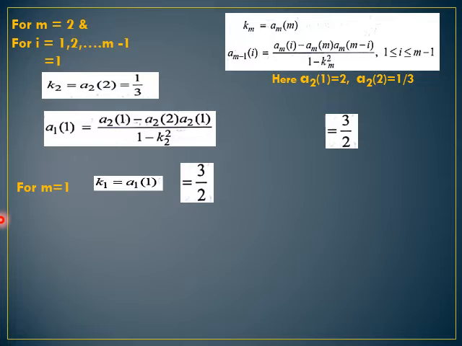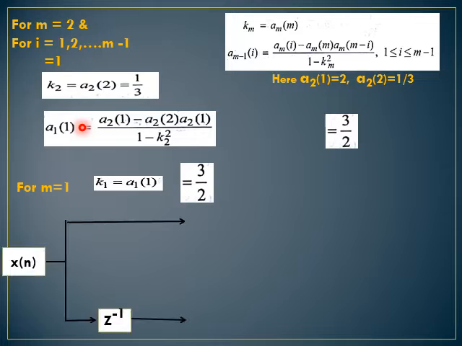Now we need to calculate for M is equal to 1. Right. So here K1 is equal to A1 of 1, which is 3 by 2, which is already calculated in this session. But we will not be able to calculate Am minus 1 of I. Right. So here we will be starting with the structure of the FIR lattice.